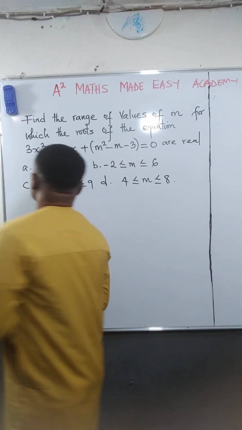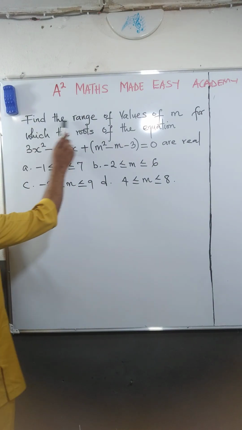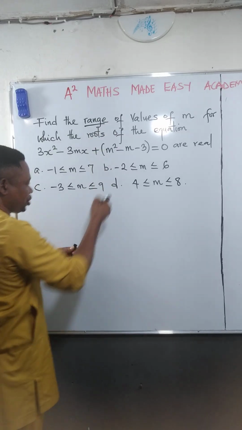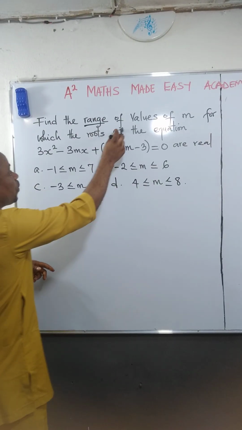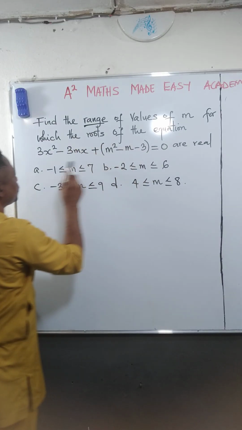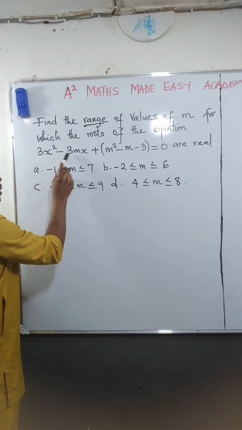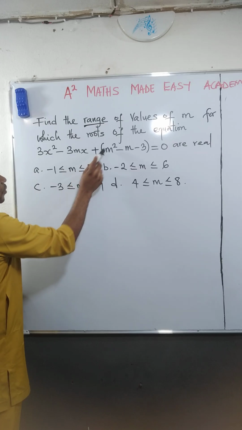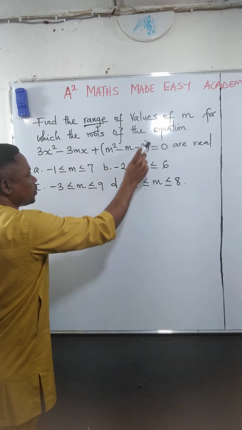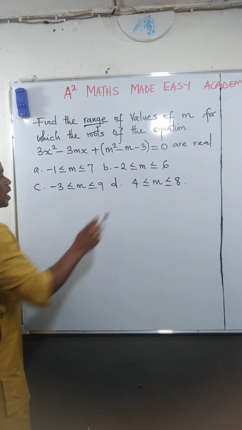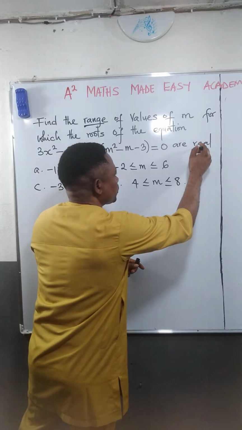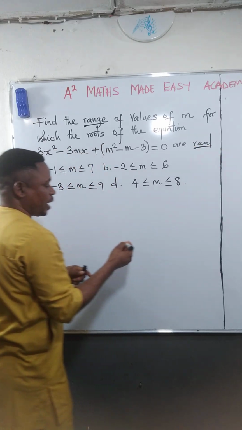Now look at the question. The question says, find the range, which means it has an interval. Find the range of values of n for which the roots of the equation 3x squared minus 3mx plus open bracket m squared minus n minus 3 close bracket equals 0 are real. Underline the word real. Are you with me now?